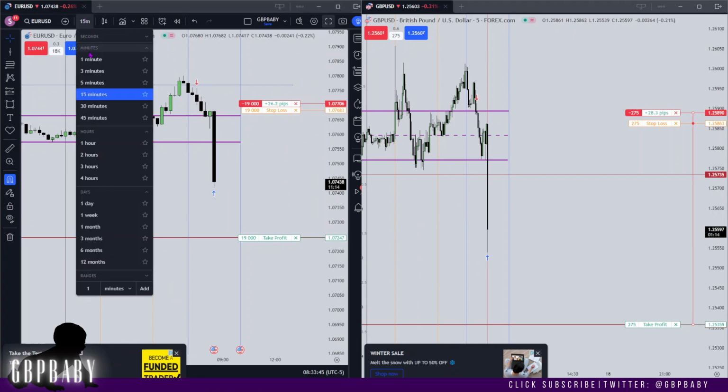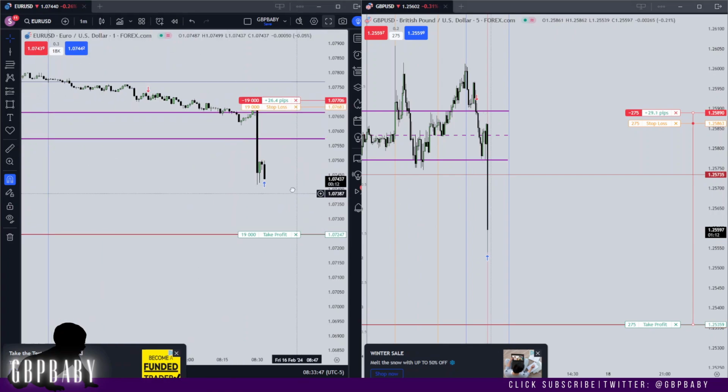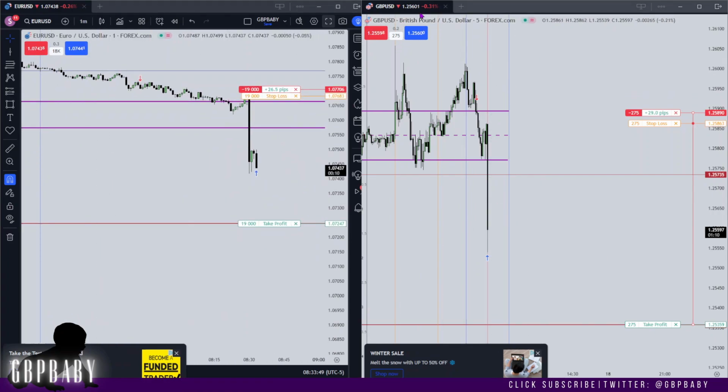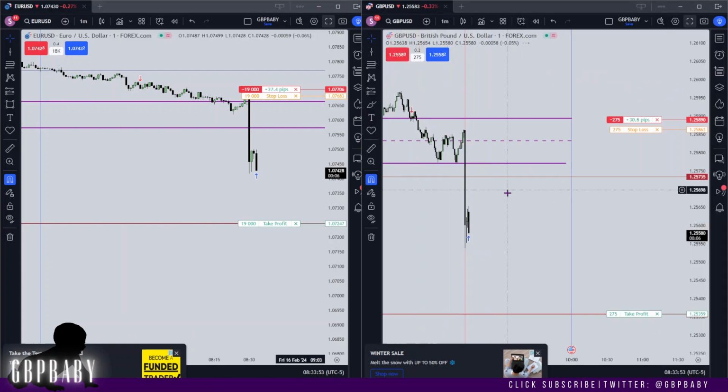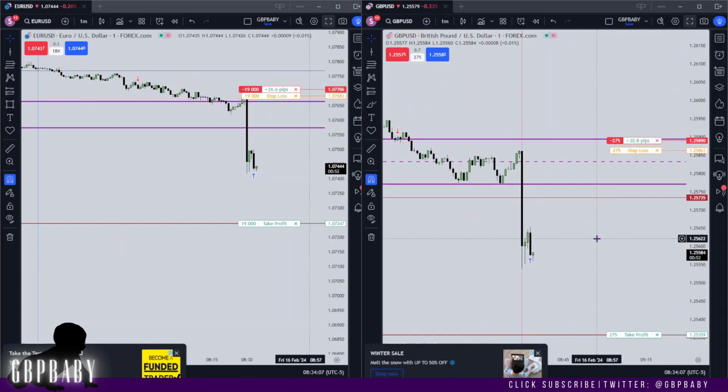And right there you saw I also moved my stop loss. You can see that my stop loss is now below my original entry, so I'm now in a completely funded position, and the same on pound as well. So that's pretty much the end of the trade. Not much more happened after that.